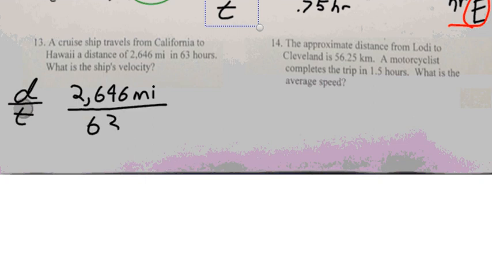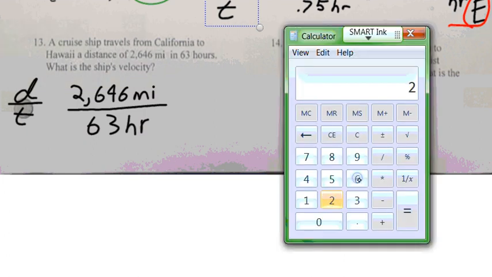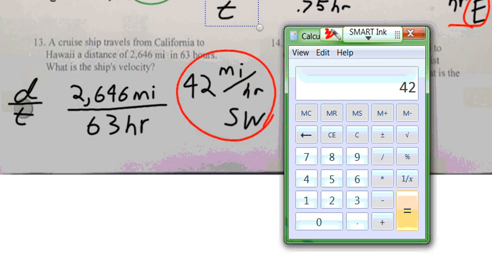Something to keep in mind for this problem is that Hawaii is southwest of California. All right, so what we need to do now is go ahead and take out our calculator. Through the last problem, and I'm going to type in 2,646 and divide it by 63. 2,646 miles in 63 hours gives us 42, meaning that our answer will be 42 miles per hour southwest. This is the full answer, and you have to make sure that you include the direction when it is asking you for a velocity.